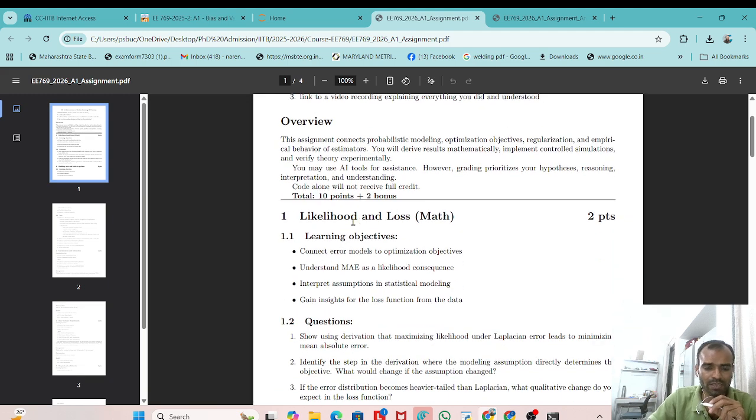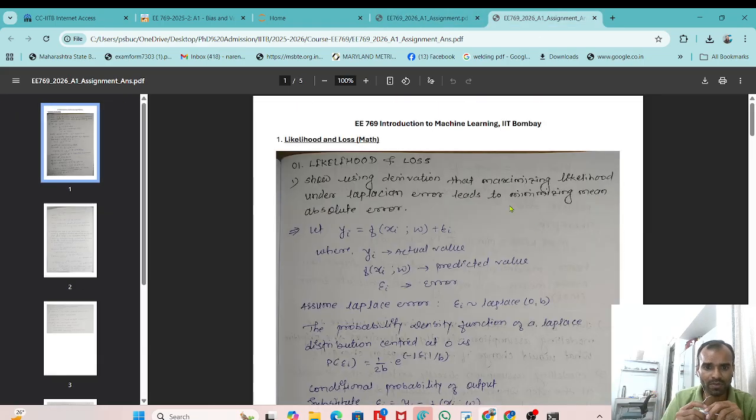I will start with the likelihood and loss. I have made a PDF for this particular task. So this is task number 1. This is the question: show using derivation that maximizing likelihood under Laplacian error leads to minimizing mean absolute error.